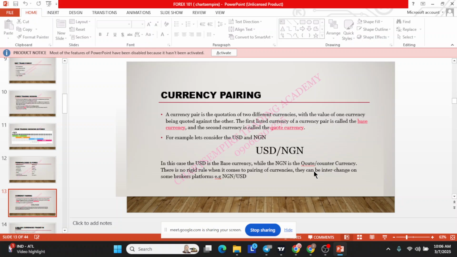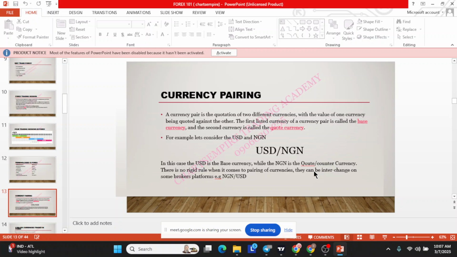So you can also pair the Nigerian naira against South African rands. So that is going to be NGN ZAR. But usually the one that comes first is stronger, based on listing, when it was listed to be publicly traded. The first one, which is the base, is stronger than the quote currency.